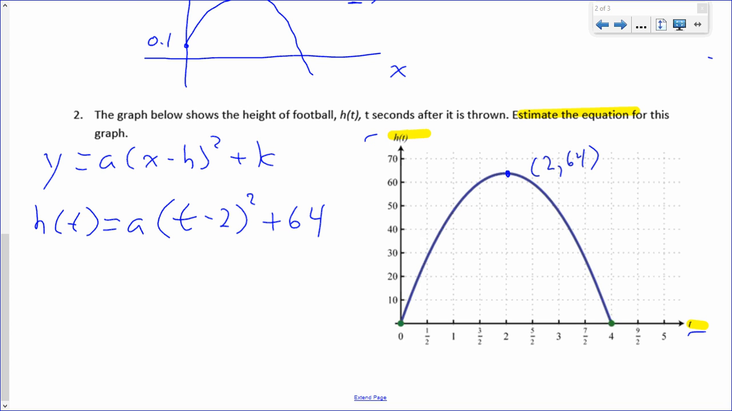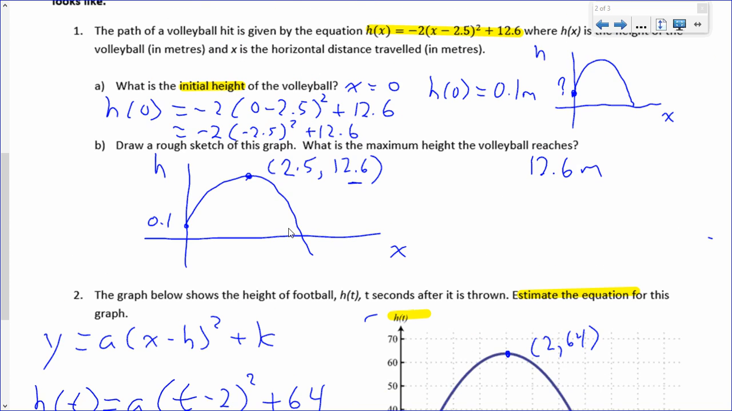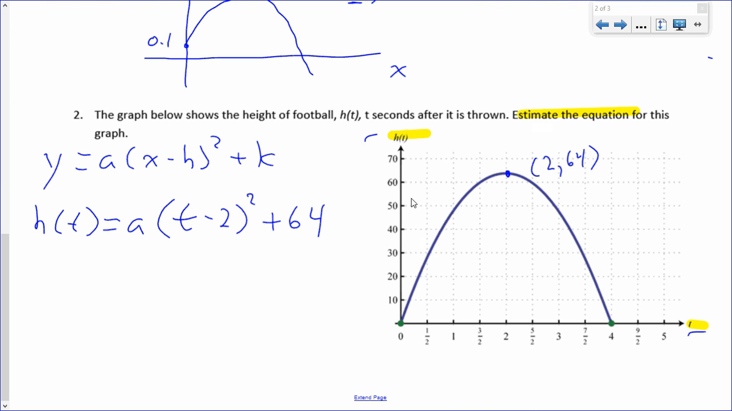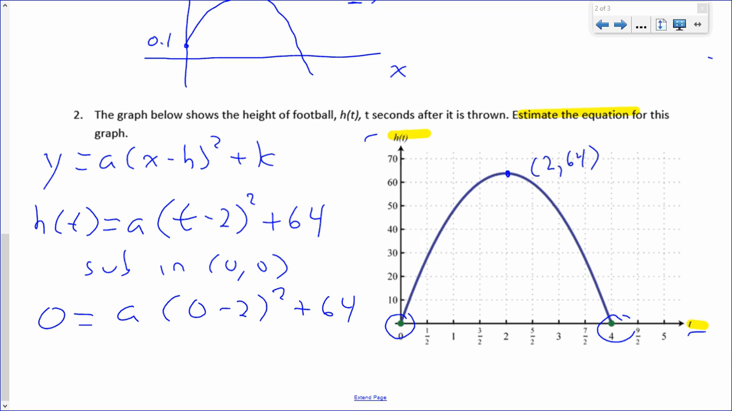Just like the other example we did, way up here, we can sub a point in to solve for a. I'm going to suggest there's two good points here, 0, 0 and 4, 0 are both good points. I find 0, 0 is easier to work with. So I sub 0, 0 in, so 0 for the height and 0 for time. That gives me this equation to solve. You could also use 4, 0. You'd find you end up getting the exact same answer. You'd sub in 4 for time, but 0 for height still.